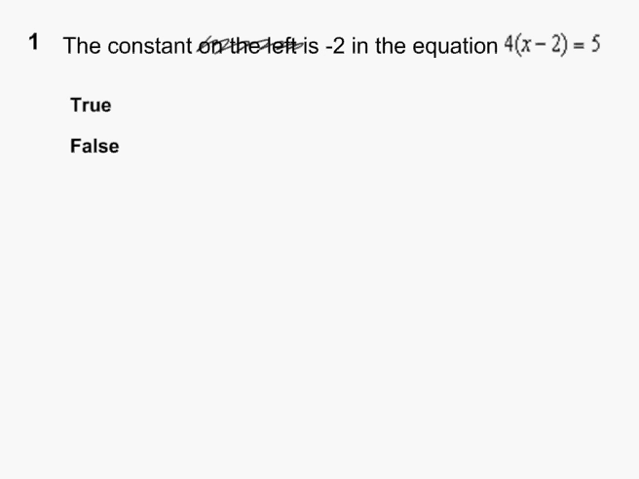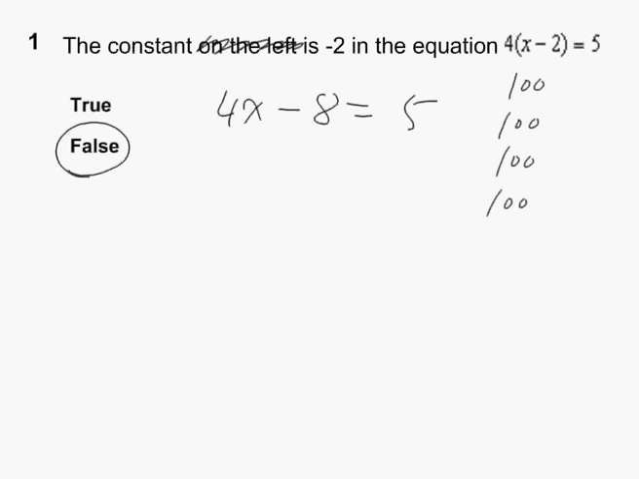Now, the reason why I wrote this question is because most people see the constant as the part that's not attached to the variable. They see -2 there and they think the answer must be true. But in actuality, the answer is false. And here's why. If you have x minus 2 multiplied by 4, you really have 4 groups of x minus 2. So your constant in this equation is not -4, it's actually -8. So your constant is -8 because the actual equation is 4x minus 8 equals 5. But we don't see it until we expand using distributive property.